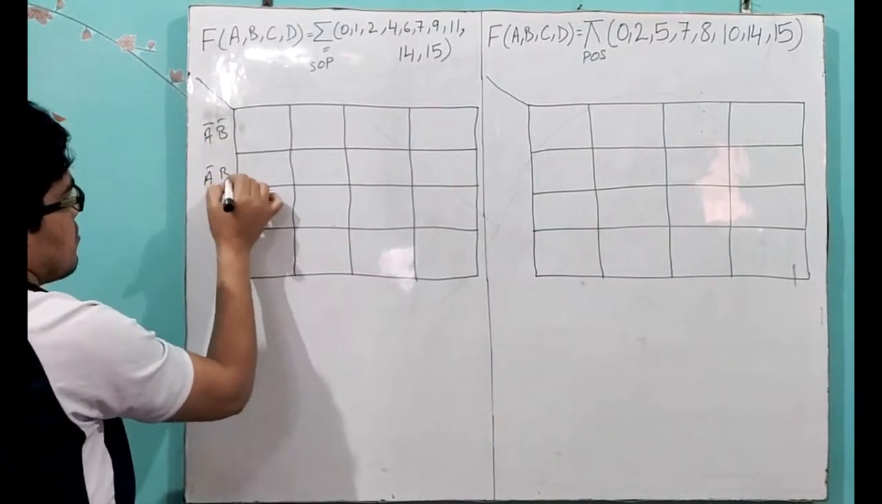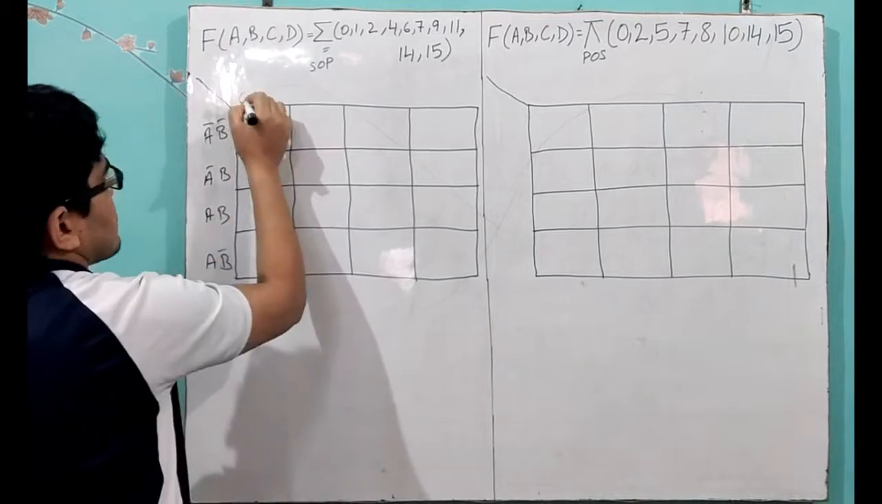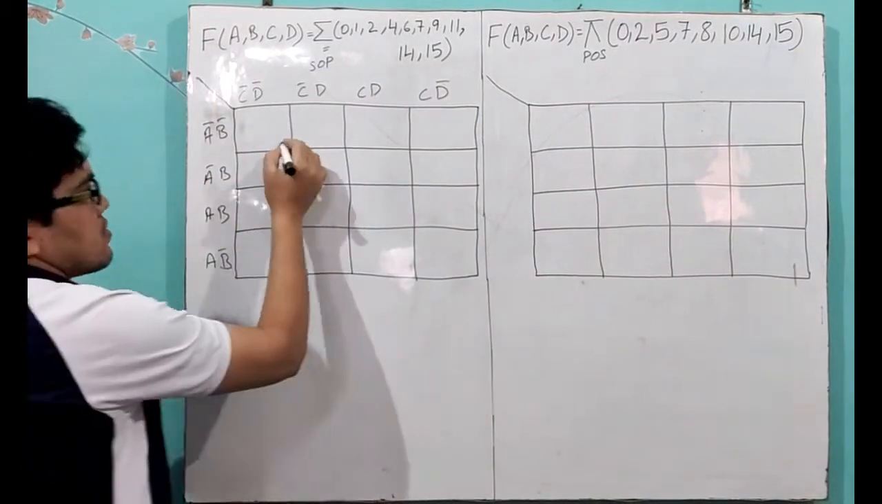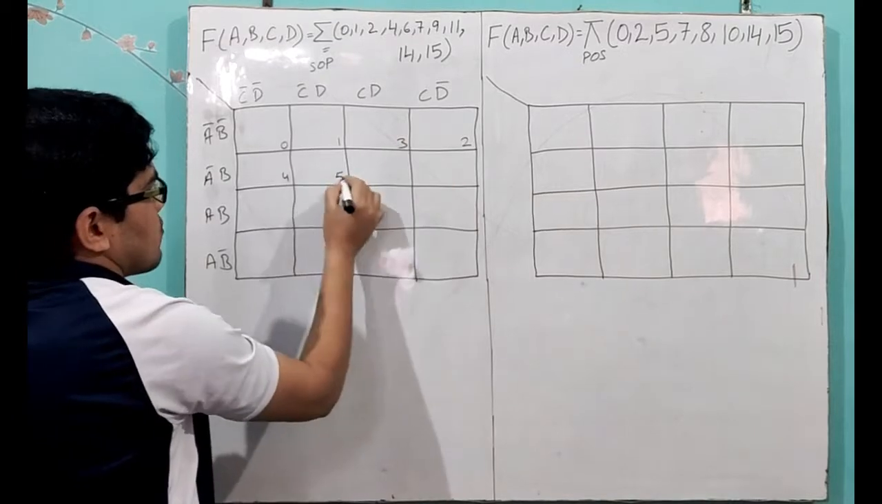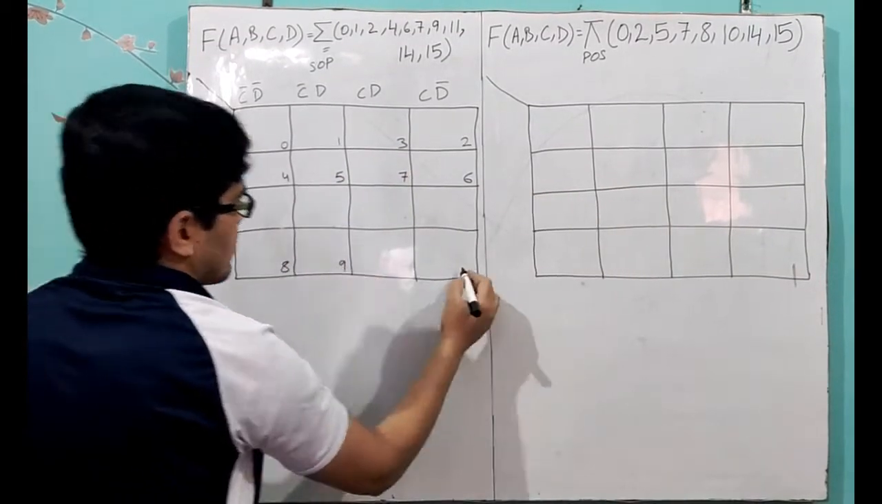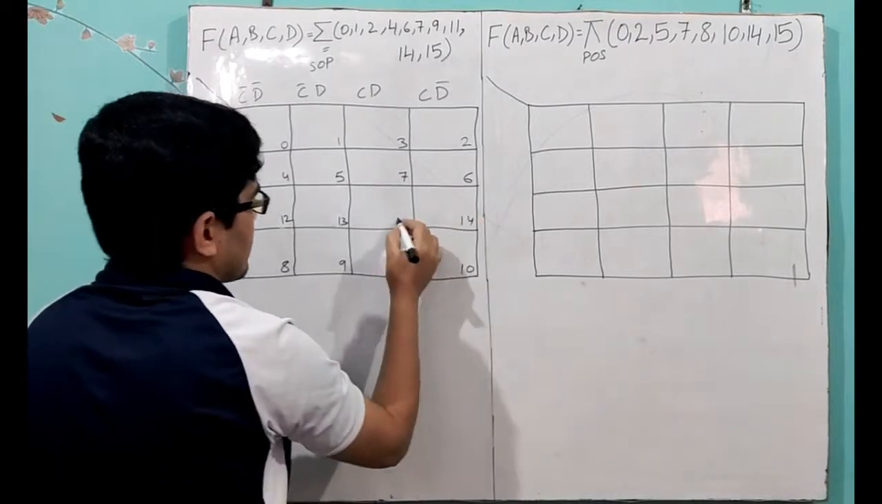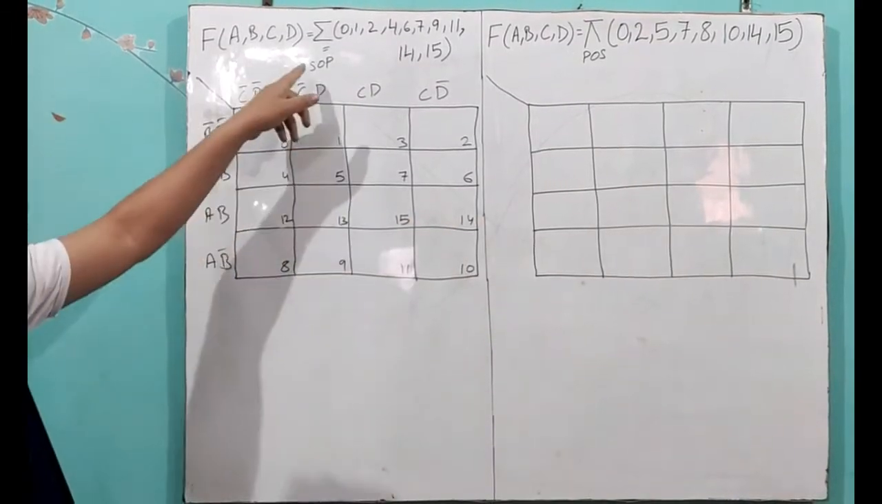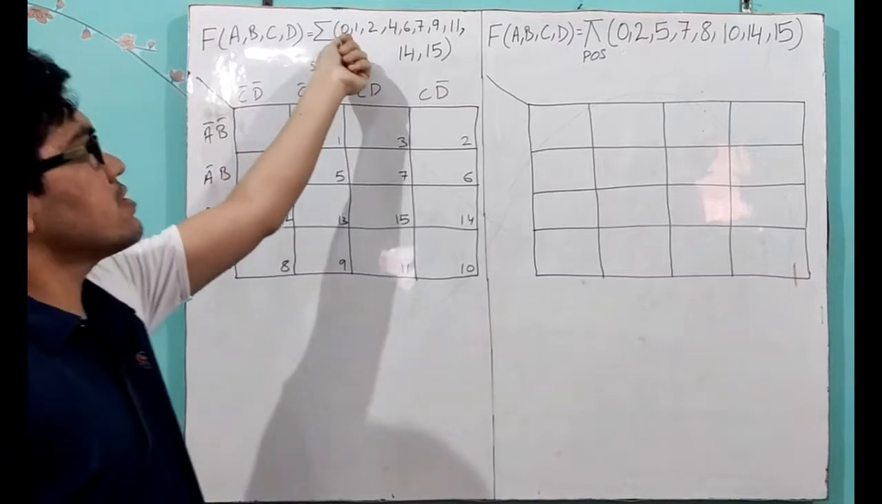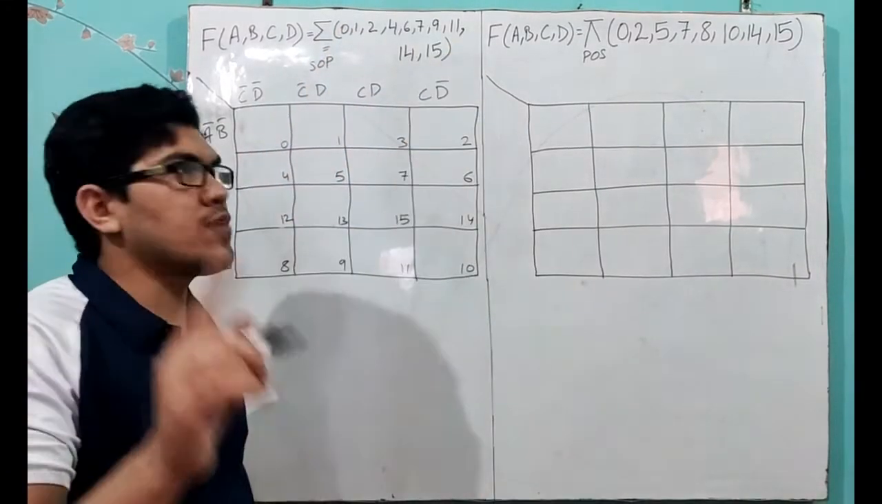A bar B bar, A bar B, A B, A B bar, C bar D bar, C bar D, C D, C D bar. Okay, now let us fill this: 0, 1, 2, 3, 4, 5, 6, 7, 8, 9, 10, 11, 12, 13, 14, 15. Now for SOP, what do we have to do? In these cells, we will fill 1.